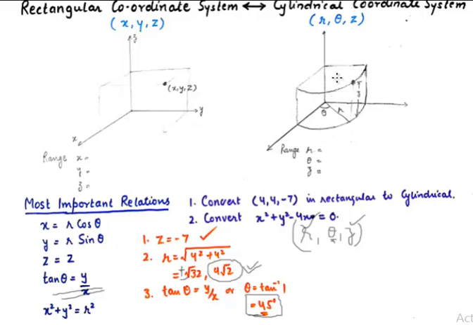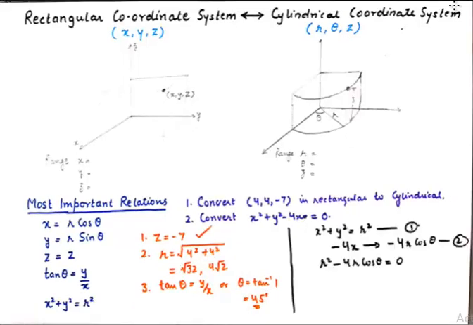And another question in this domain could be something of this sort. You want to convert x square plus y square minus 4x is equal to 0 into cylindrical coordinate system. So what you can do is, you know this relation x square plus y square is equal to r square. So instead of putting x is equal to r cos theta and y is equal to r sin theta, you can simply put this thing to be equivalent to r square in this equation. So this is my equation that I wish to convert to cylindrical coordinate system.